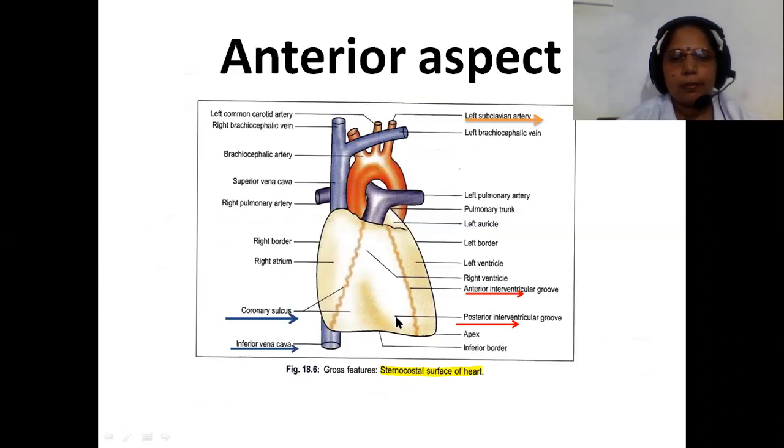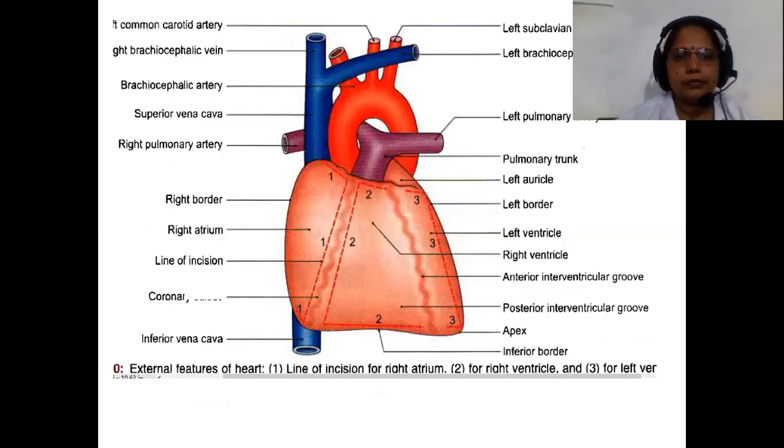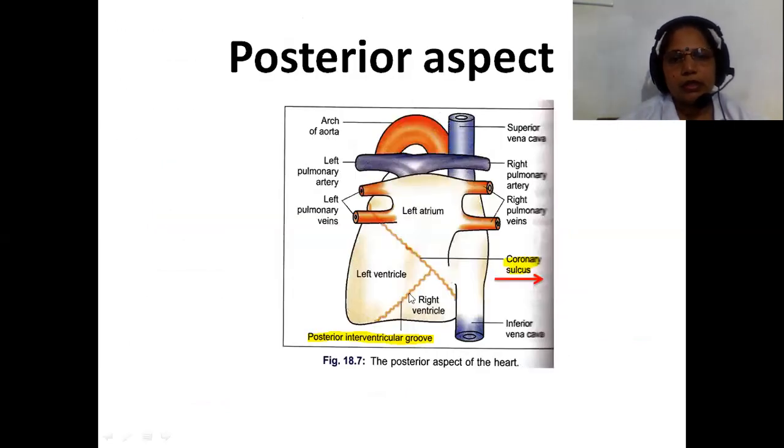Then posterior interventricular groove, which is present in the posterior aspect of the heart, दो ventricles के बीच में. एक मिनट, posterior, yes, here you can see clearly. ये है left ventricle, ये right ventricle, दोनों के बीच में जो groove है, it is called the posterior interventricular groove. This is the coronary sulcus, and coronary groove.